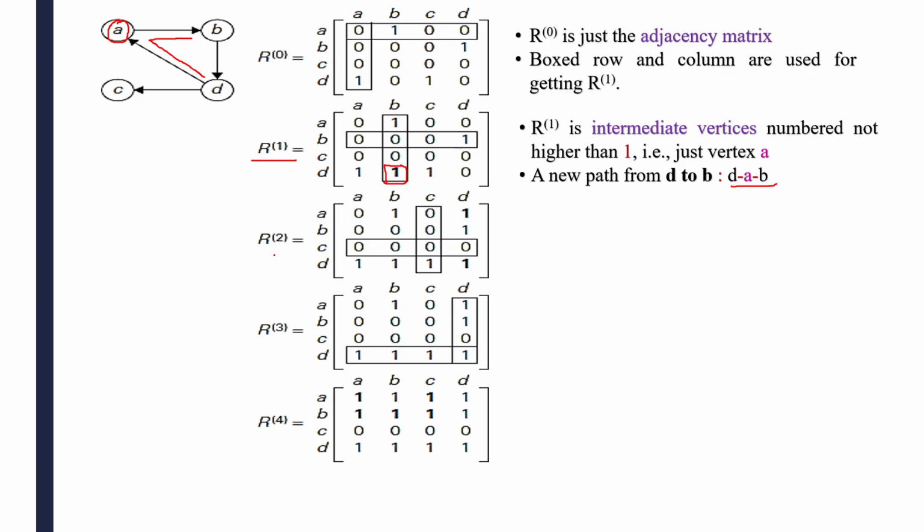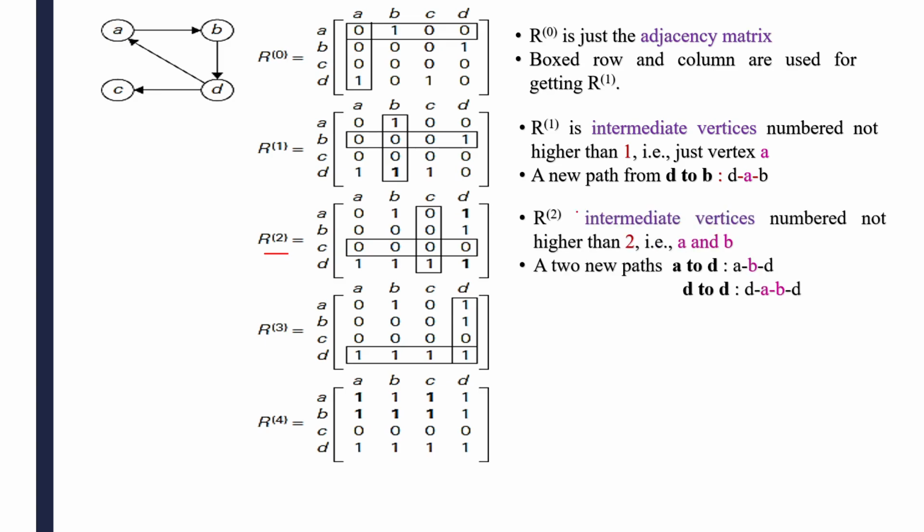Next, we'll go for the third iteration, that is R2. R2 means you can now take two intermediate vertices. One or two intermediate vertices you can take now. So what are those intermediate vertices? A and B here. With the help of A and B, if you are getting a path for any other vertices, that one also you can consider.